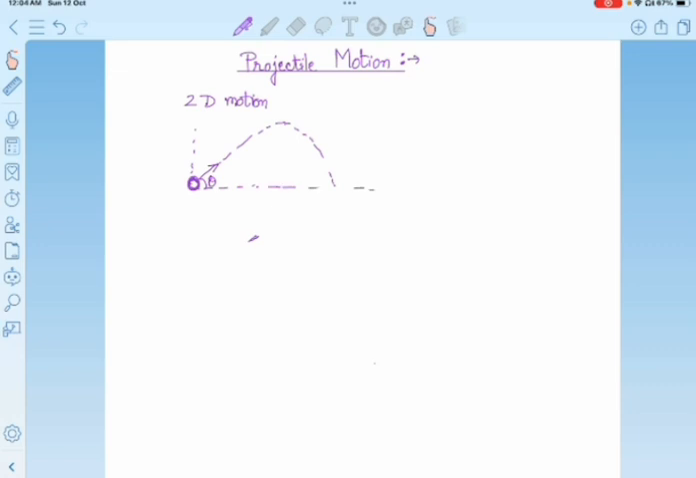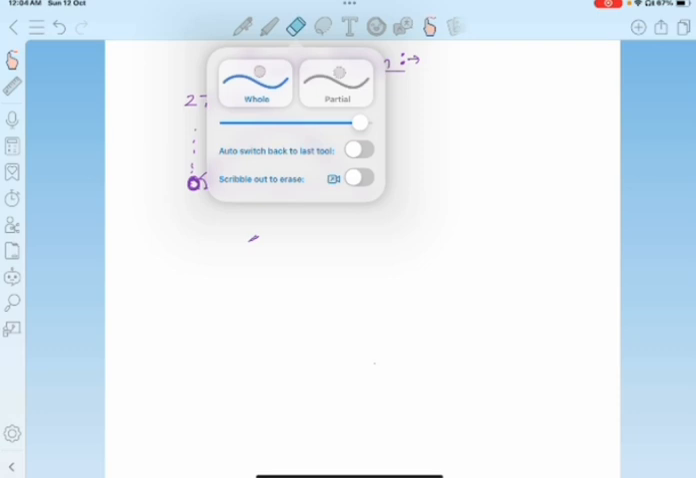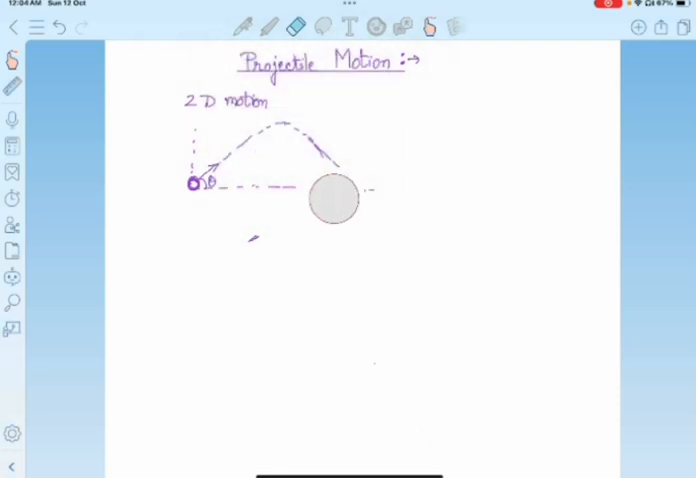Let's try to make it a bit nice. Yeah, so it follows a path like this. The ball goes like this and like this. So suppose we have thrown the ball with a velocity u.